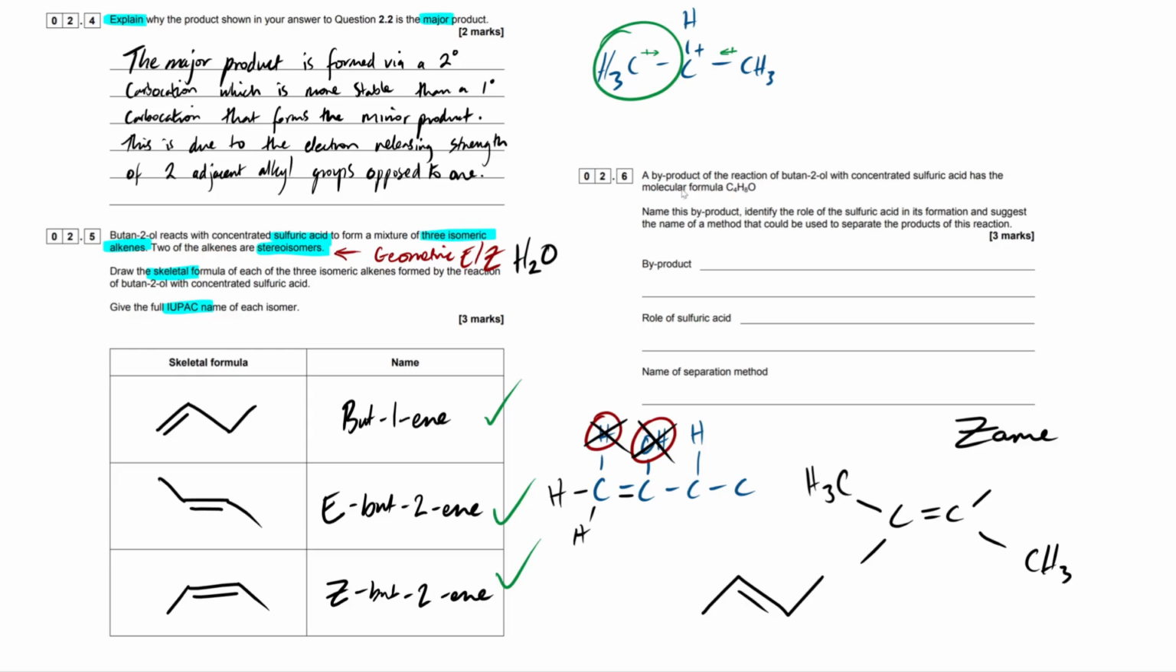Okay, final question here, guys, 2.6. The questions after this were about halides, so I just left it off over here. So focus on alkenes. A byproduct of the reaction of butan-2-ol with conc H2SO4 has the molecular formula C4H8O. Name this byproduct, identify the role of the sulfuric acid in its formation, and suggest the name of a method that can be used to separate the product of this reaction. Although I just said it's alkenes, this is actually an alcohol question, so I guess I'll just chuck it in as a bonus.